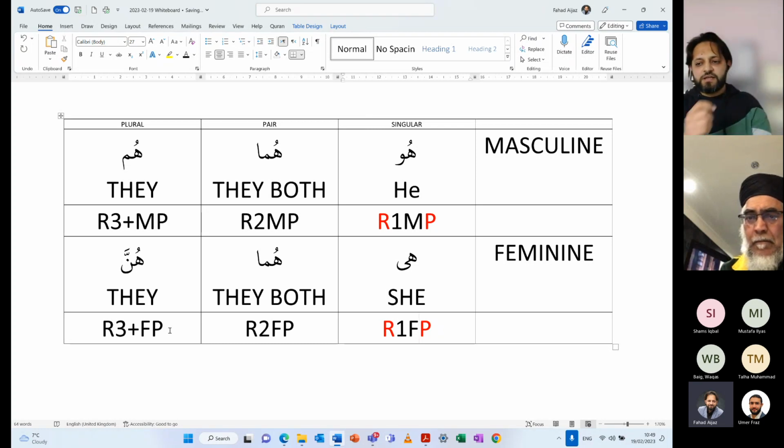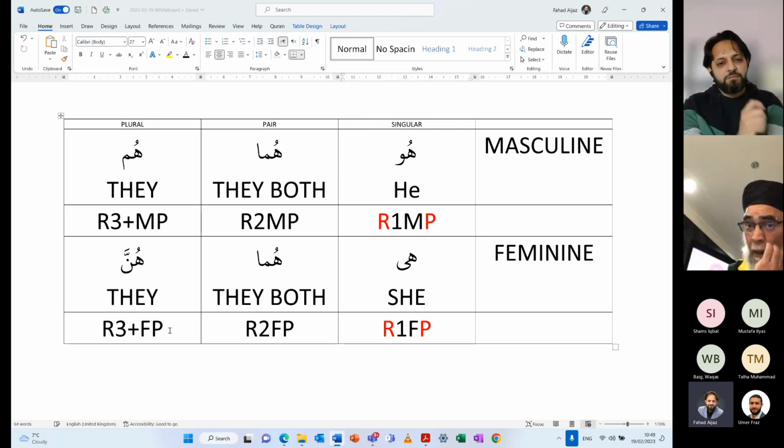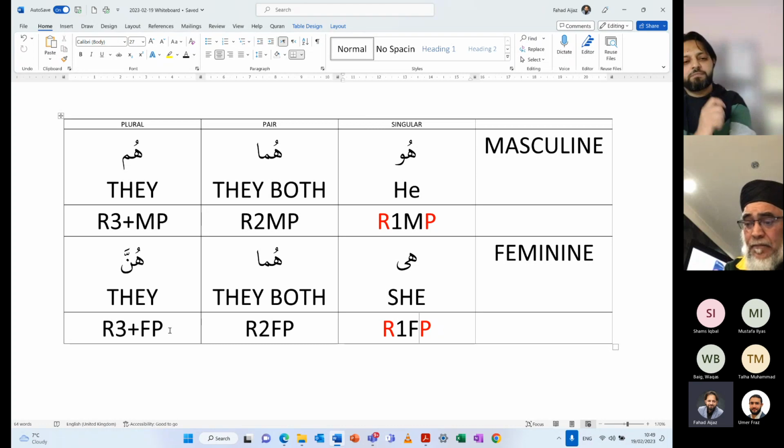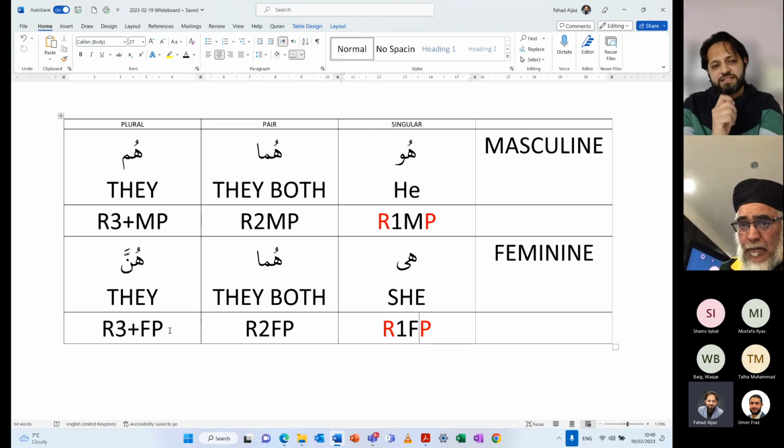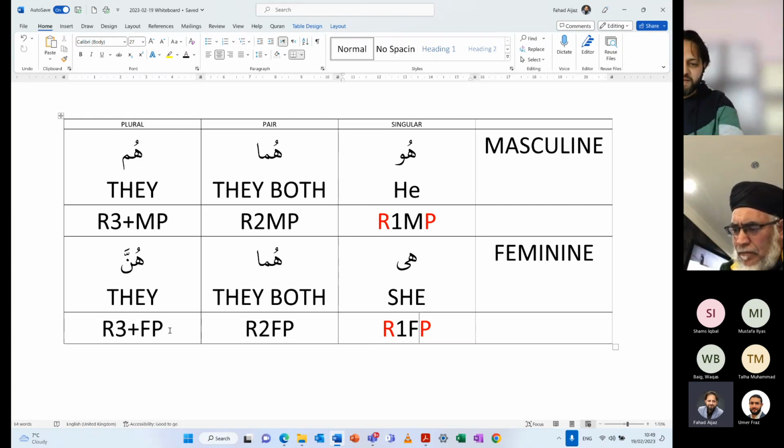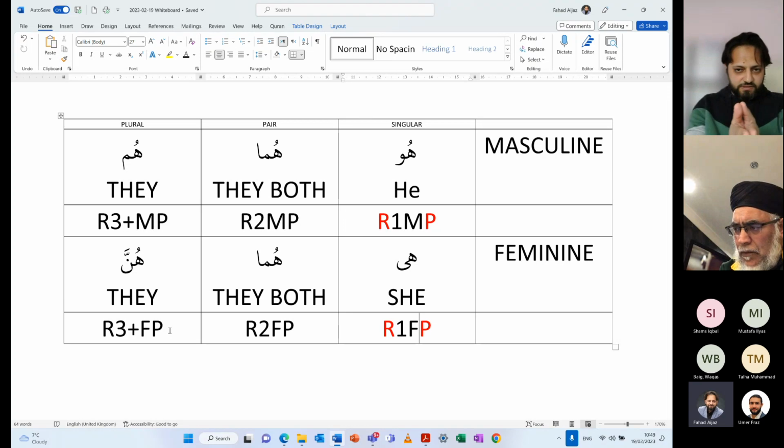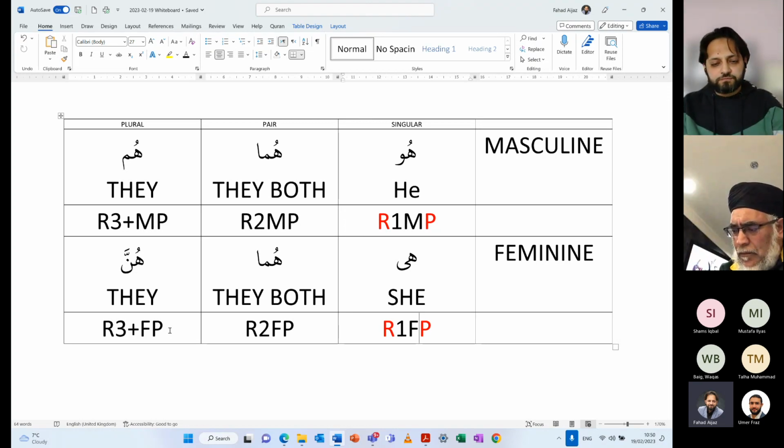Now I want every single one of you, one by one, to be able to say this without any hiccups. Just say huwa, huma, hum, hiya, huma, hunna. Spend 30 seconds. It doesn't have to be fast, but it has to be without hiccups. Just spend 30 seconds reading this, then I'll take it off the screen. We'll try that then.